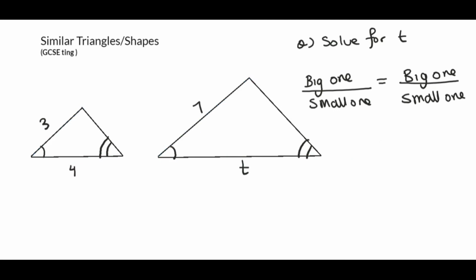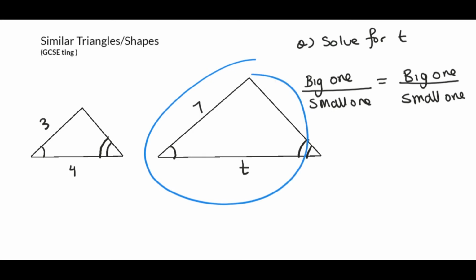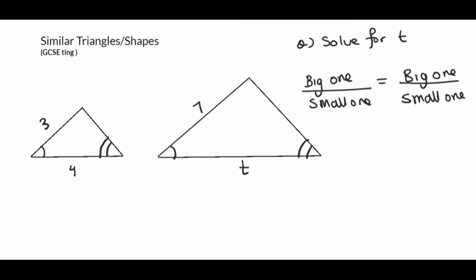Okay, cool. Now, the first thing is, remember what I've written here. I've written big one over small one. Cool. So what I'm going to do is look at the big triangle. I'm going to pick out the line that they've given us. So that's 7 they've given us. This 7 they've given us. Okay, so I'm going to put 7 right there, big one, okay? Man's going to divide that. Now I'm going to look at the smaller triangle.